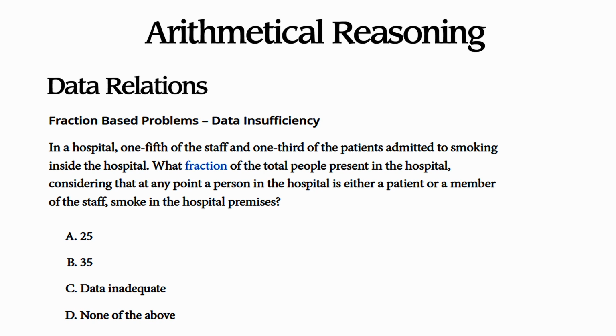Here we have one example for data insufficiency. In a hospital, 1/5 of the staff and 1/3 of the patients admitted to smoking inside the hospital. What fraction of the total people present in the hospital smoke in the hospital premises, considering that at any point a person in the hospital is either a patient or a member of the staff? Here we have options.